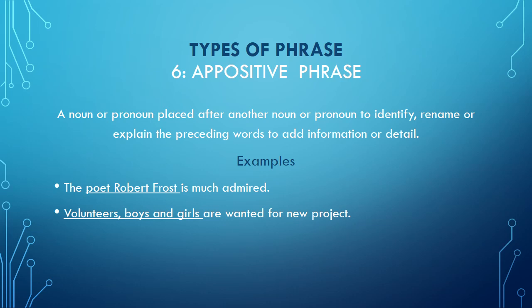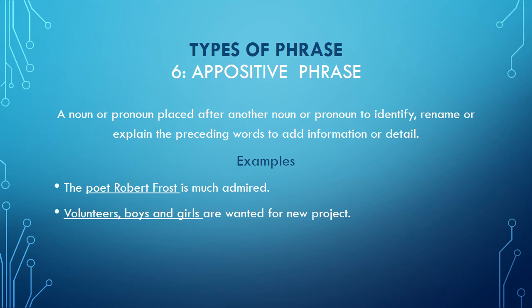Examples: the poet Robert Frost is much admired. Here, the poet and Robert Frost are nouns in apposition to each other. In the next example, volunteers, boys and girls, are wanted for a new project. Here, volunteers, boys and girls, these two terms are opposite to each other.